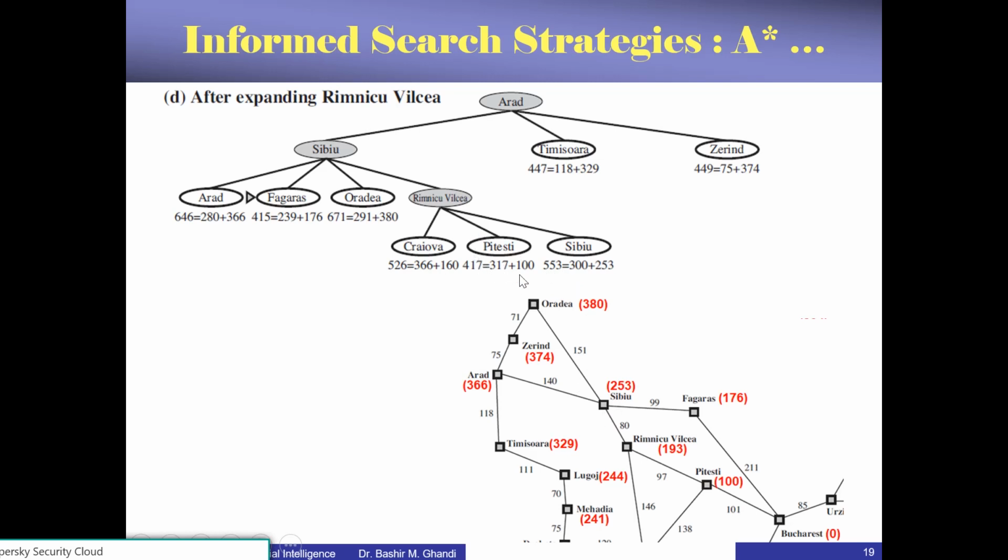Now here you have to be careful. It looks like 417 for Pitesti seems to be the smallest, but actually it is not the smallest. It is actually Fagaras that is the smallest with 415. Remember, all these white circles, they are in the frontier. All right. So the priority queue actually will push Fagaras to the front of the queue. So actually, it is Fagaras that will be explored next, not Pitesti.